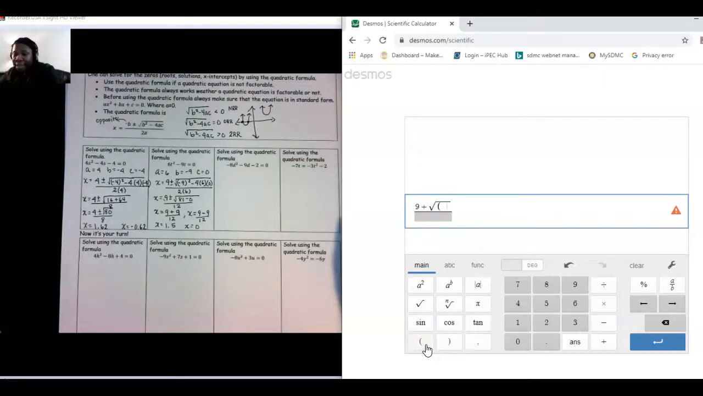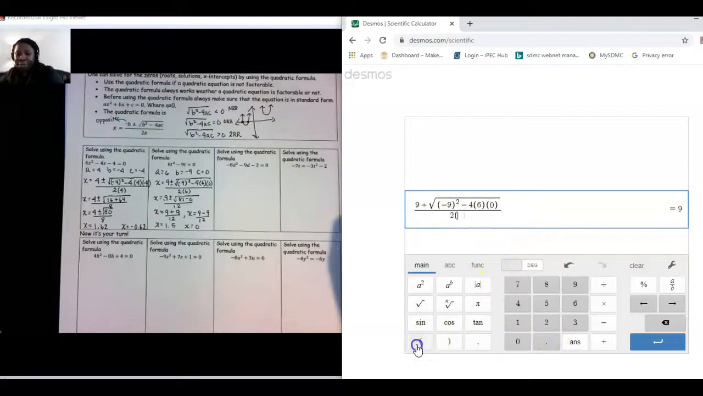Parentheses, negative 9, close the parentheses, square it, minus 4, parentheses, 6, close the parentheses, open parentheses, 0, close the parentheses. Okay? Down here, we're going to put 2 parentheses 6 because we know that means multiplication. And look at our answer, 1.5.